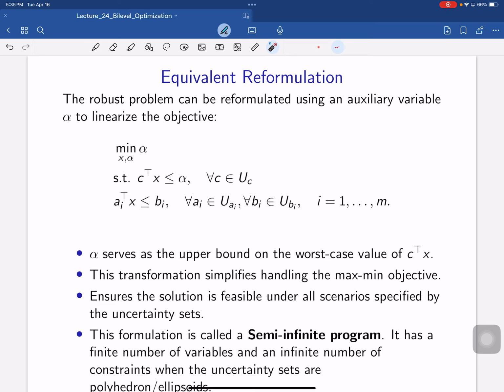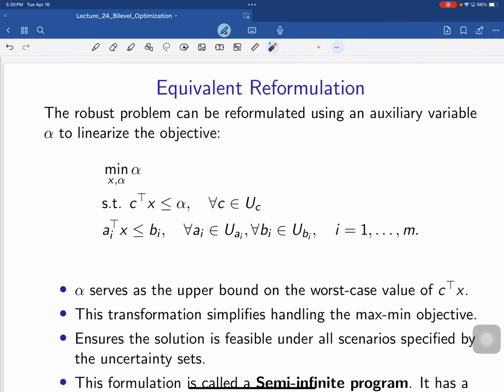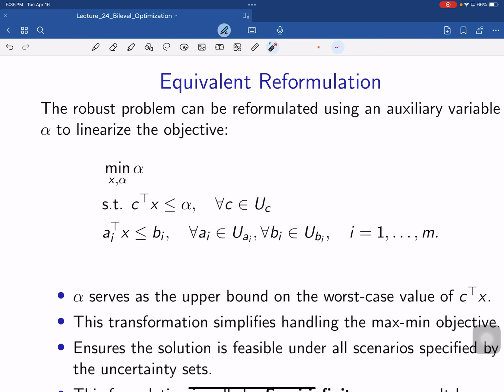when we were adding those OA cuts. Right? You have an objective, you have an alpha to represent the objective, and then the alpha has to be greater than or equal to c transpose x for all the c in this uncertainty set. Okay. Yeah, so this is an equivalent formulation to the robust optimization problem.